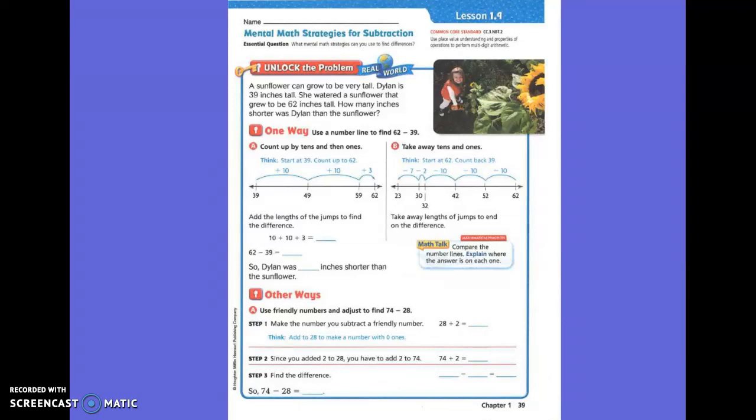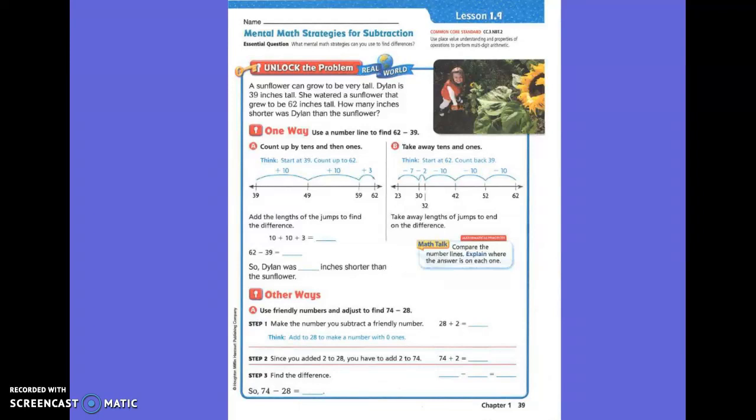One way they want you to subtract is by using a number line. We're going to do 62 minus 39 because in subtraction, you always have to have the big number on top. You cannot take away 62 from 39, because if you had 39 chocolates, I couldn't take 62 away, right? But if you had 62, I could take 39 away, couldn't I?